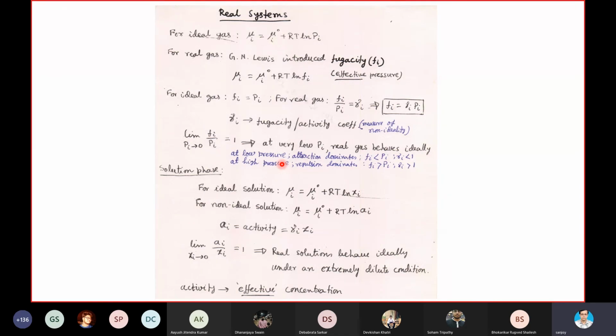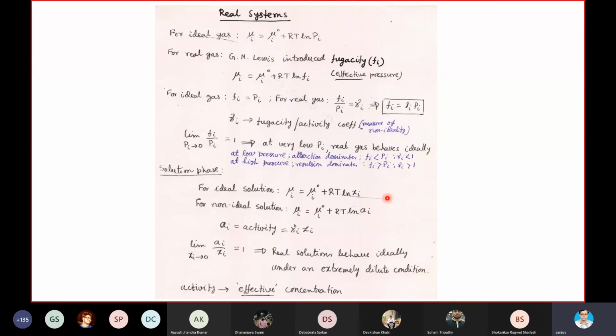Then the effective pressure that will be felt by the container will be less than the ideal pressure, because now attraction is dominating. So the particle is being pulled back. When it tries to approach the wall, something pulls it back because of attraction. So the effectiveness will reduce now. So gamma will become less than 1 when attraction is important.